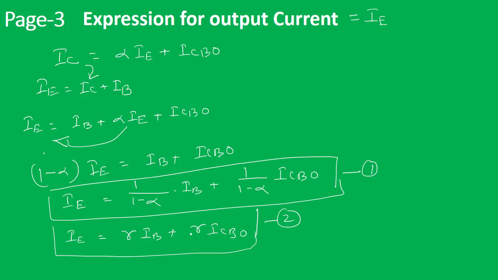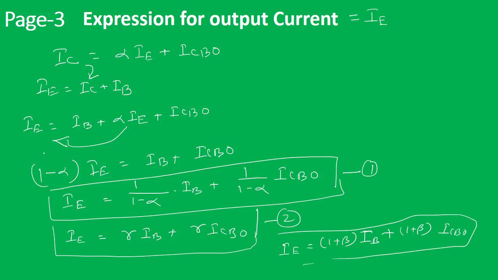And also we have seen that gamma is equal to 1 plus beta. So we can also write IE equal to (1 plus beta) IB, where IB is our input current, plus (1 plus beta) ICBO. So this is another relation. We can write the output current IE in terms of alpha, beta, gamma, all three. These are the parameters associated with common collector mode.